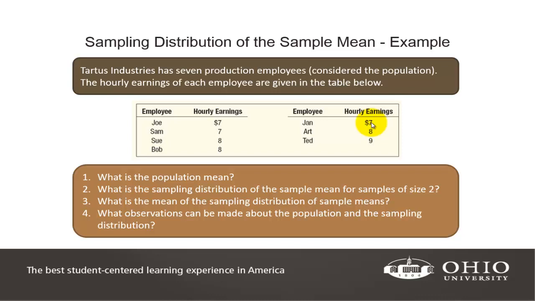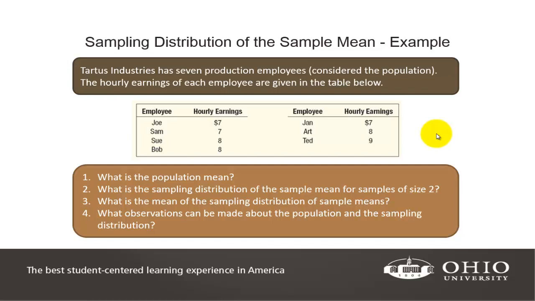Here I have a population. This population consists of 7 items. We have 7 employees, and we have the average hourly wages of those 7 employees. If we were to go into that population and take samples of size 2, we could get a number of those. So for example, we could get Joe and Sam. And that sample mean would be 7 plus 7 divided by 2, which is 7. We could get Joe and Sue, and that sample mean would be 7.5, and so on with many others.